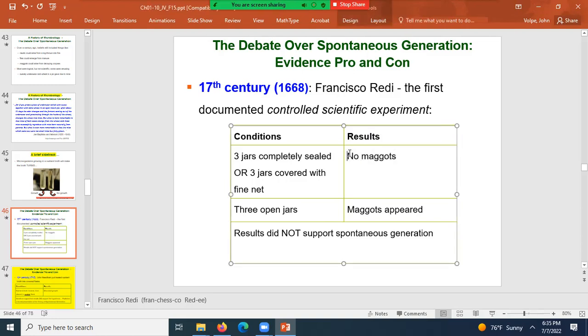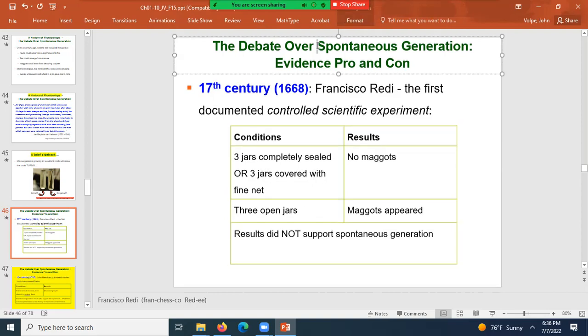But people said, you completely sealed the jar, so the vital force could not get into the meat and cause the maggots to spontaneously generate. If you'd left the jar open, the vital force could have gotten in and there would have been maggots, is what they argued. So that's why he took 3 jars and covered them with a fine wire net. And that prevented the maggots from arising in the meat. And this is the first time that somebody disproved the theory of spontaneous generation.